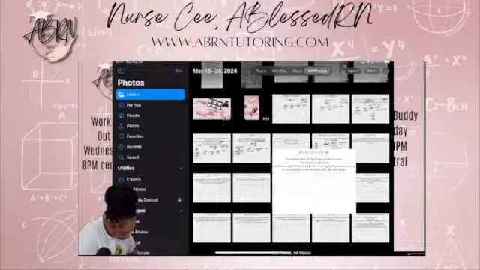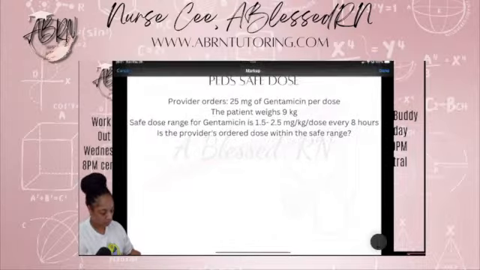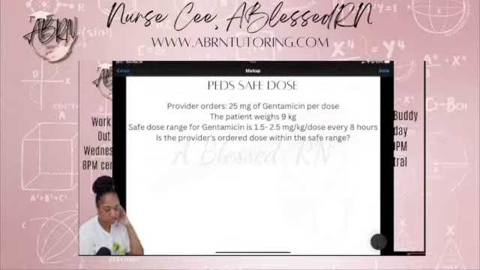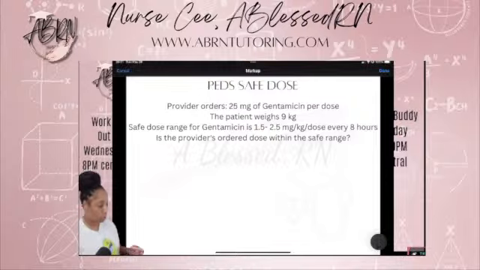Alrighty. So safe dose. Provider orders 25 milligrams of gentamicin per dose. Patient weighs 9 kilograms. Safe dose range for gentamicin is 1.5 to 2.5 milligrams per kilogram per dose every 8 hours. Is the provider's ordered dose within the safe range?